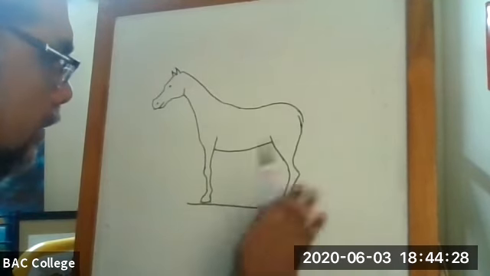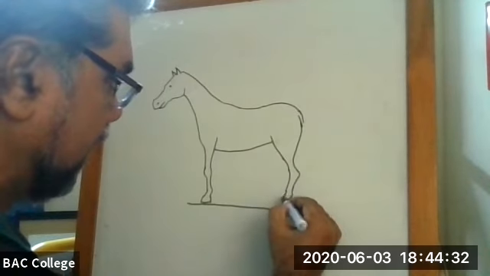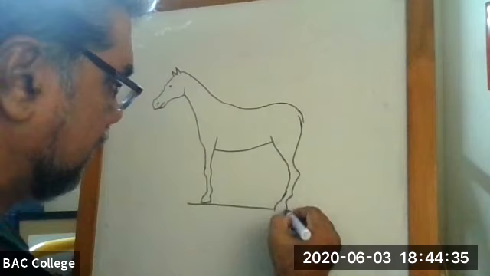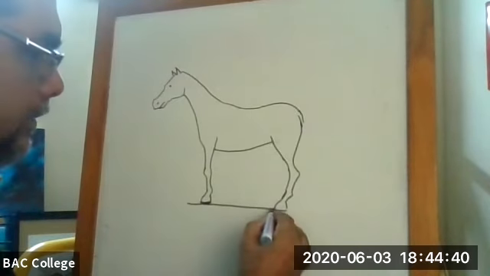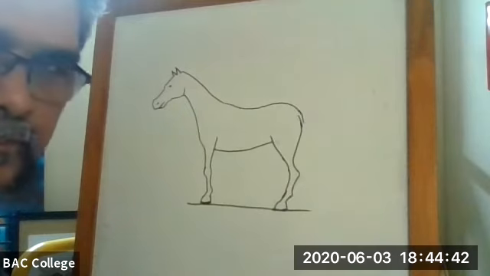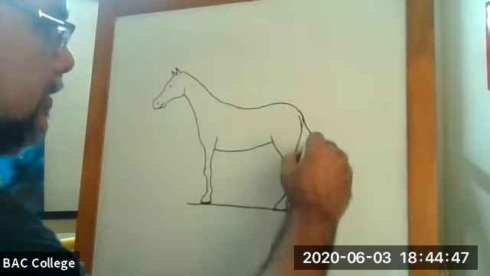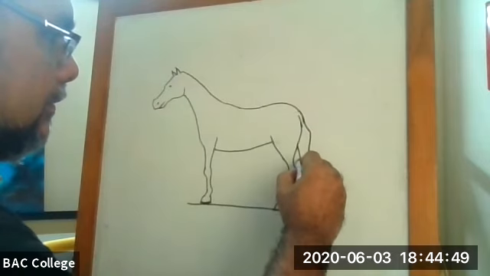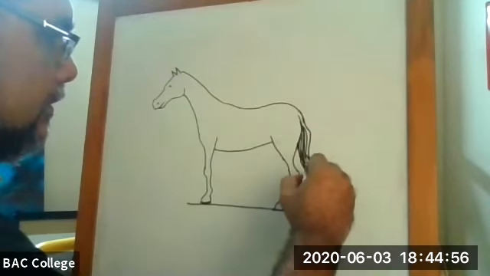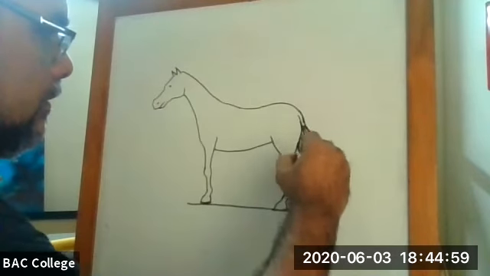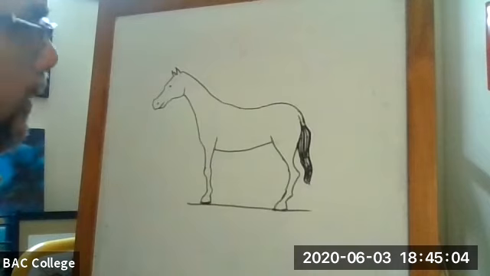Now, right now, this one is a bit longer, so I'm going to rub it off, and I'm going to get the curves right here. Okay, and here also, right here. Then you get the tail of the horse. Draw a few lines. All right?